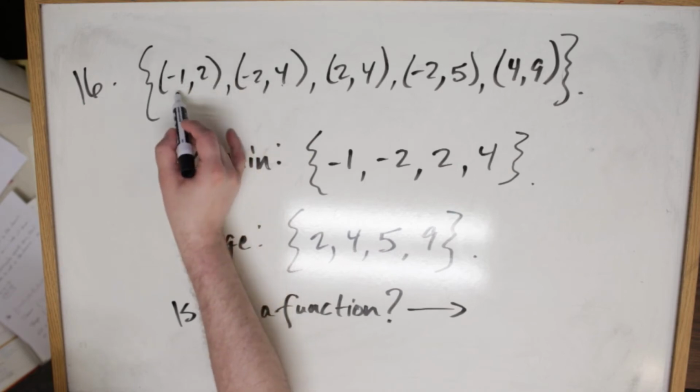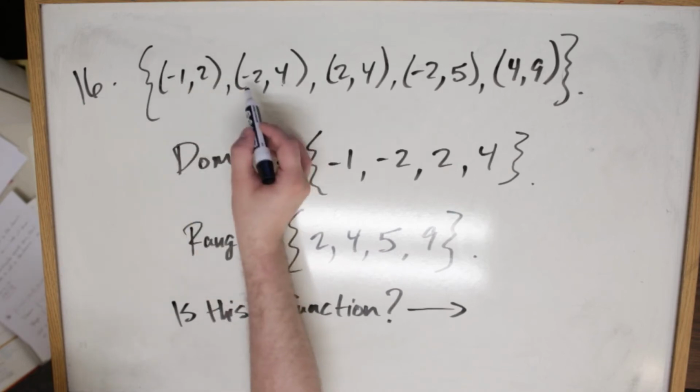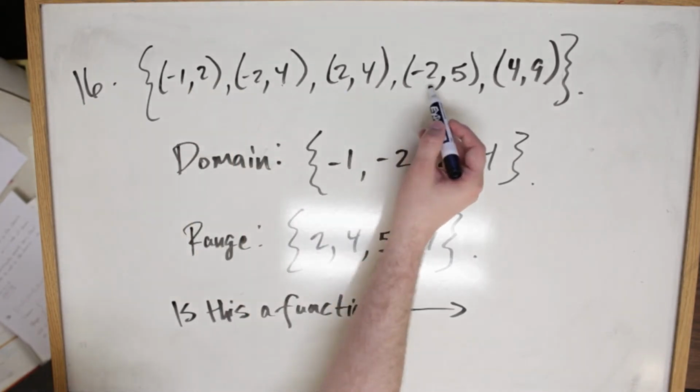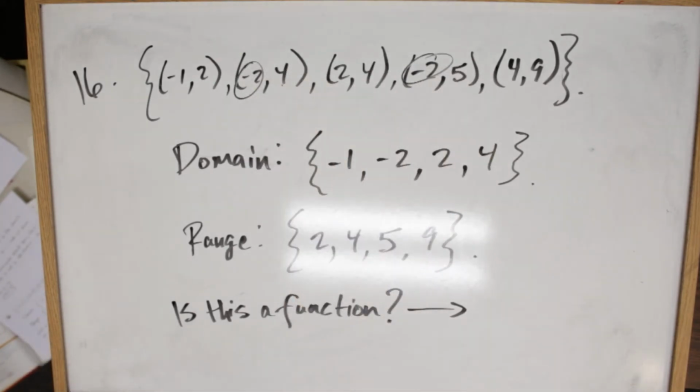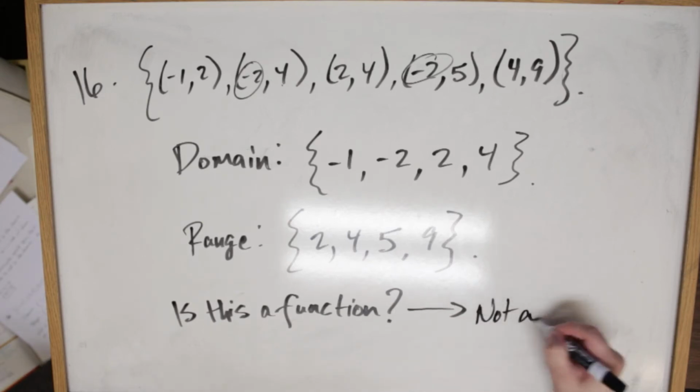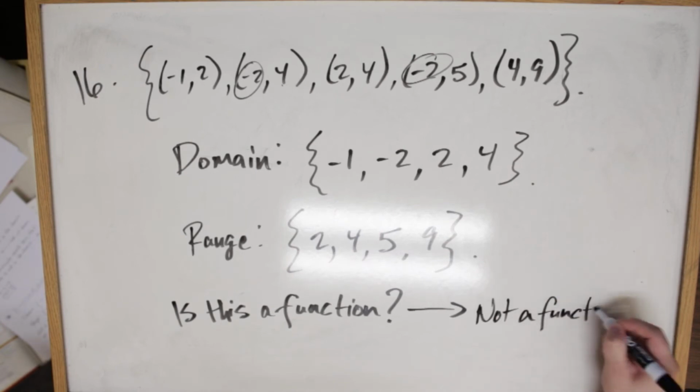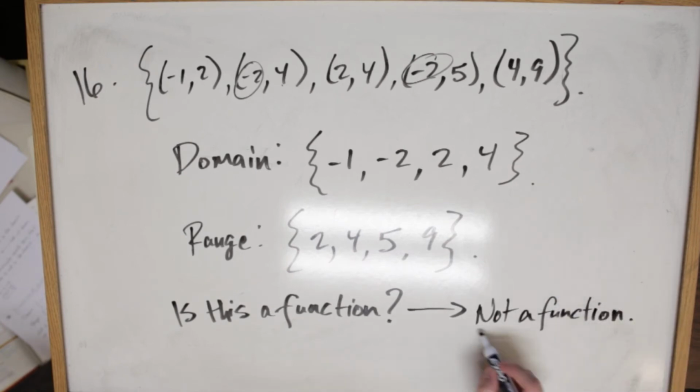We're looking at just the x values. So there's a -1, a -2, a 2, a -2. Notice how the -2 here and the -2 here, there are 2 of them. That means that this is not a function. And the reason why is we cannot have duplicate x values. If we have duplicate x values, we do not have a function.